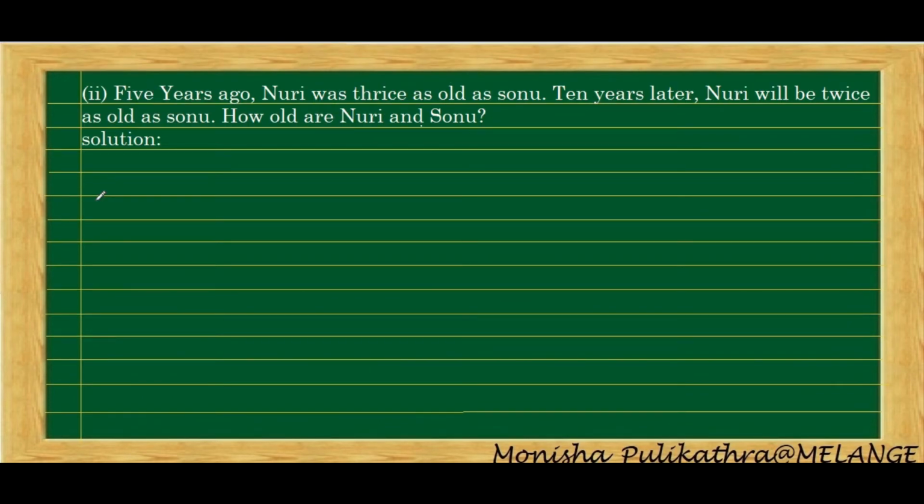The second problem is, 5 years ago, Nuri was thrice as old as Sonu. 10 years later, Nuri will be twice as old as Sonu. How old are Nuri and Sonu? Now we don't know the present age of them. So let Nuri's age be X and let Sonu's age be Y. Okay, so this is the present age of Nuri and Sonu. So X and Y are the present ages.